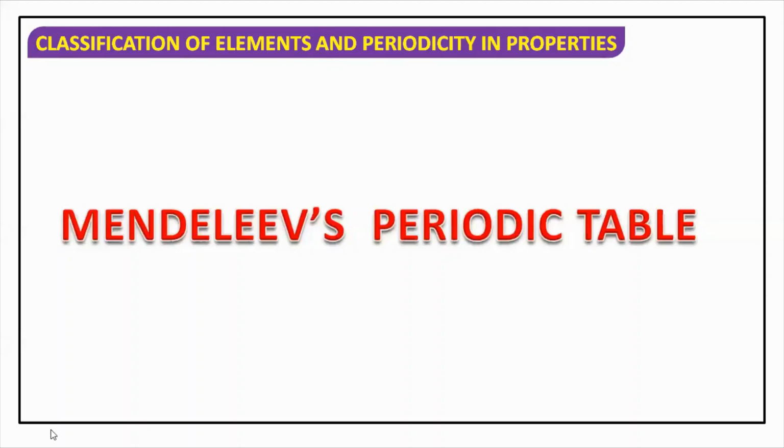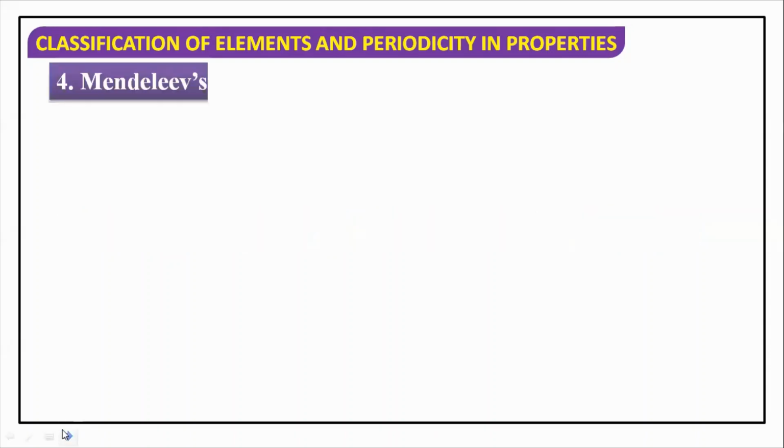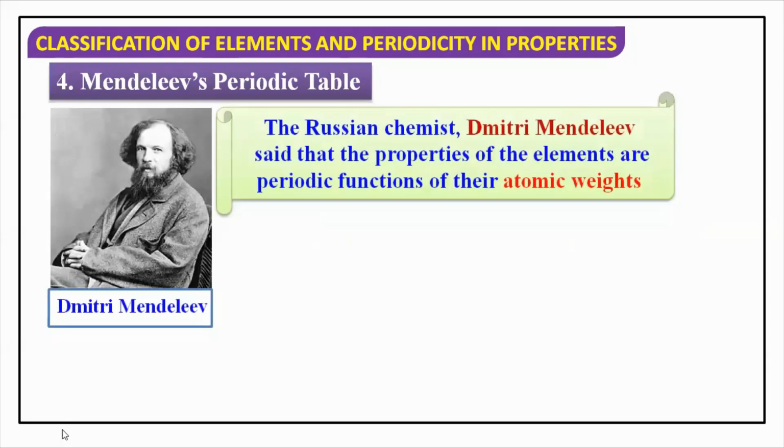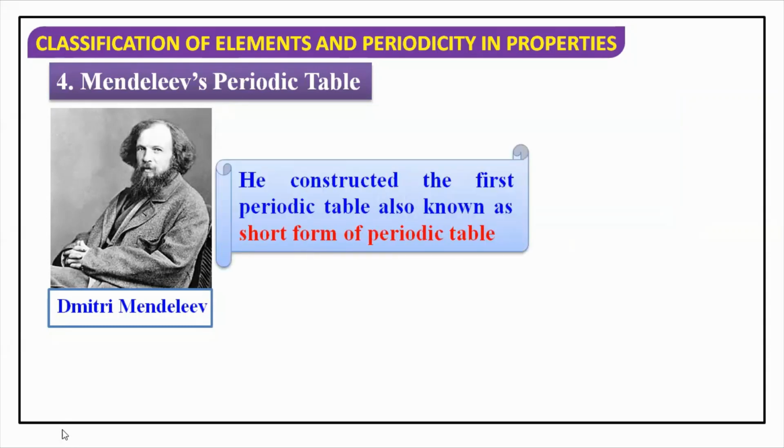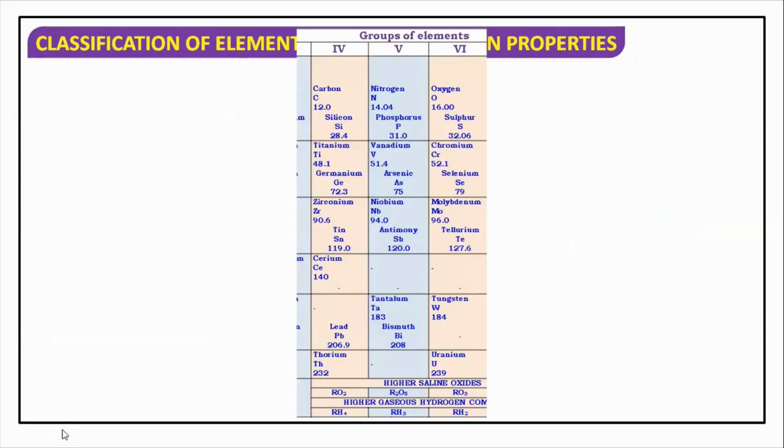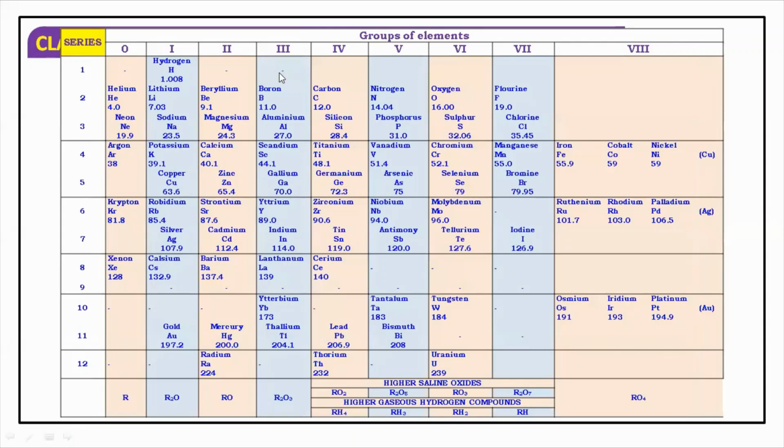Mendeleev's periodic table. So now comes the big hero, Mendeleev. Mendeleev was a Russian chemist, and he states that property of the elements are periodic functions of their atomic weights. So he constructed the first periodic table, which is known as short form of periodic table. So this is how his table looked like. He arranged the elements as per their chemical properties. He had made some series starting from 0 to 8, and if you go down, it is from 1 to 12.